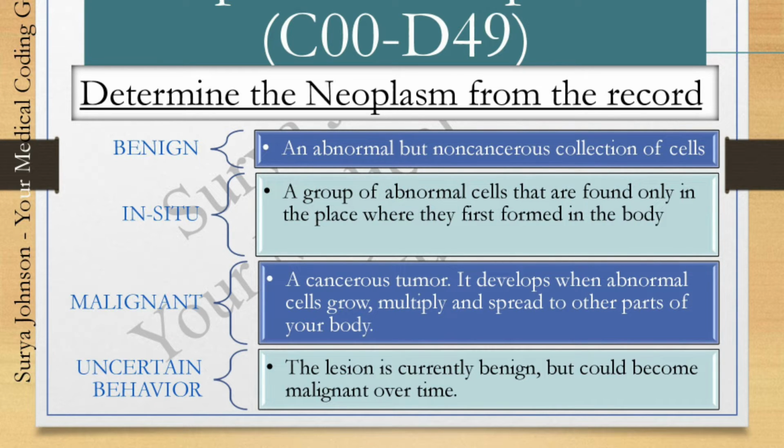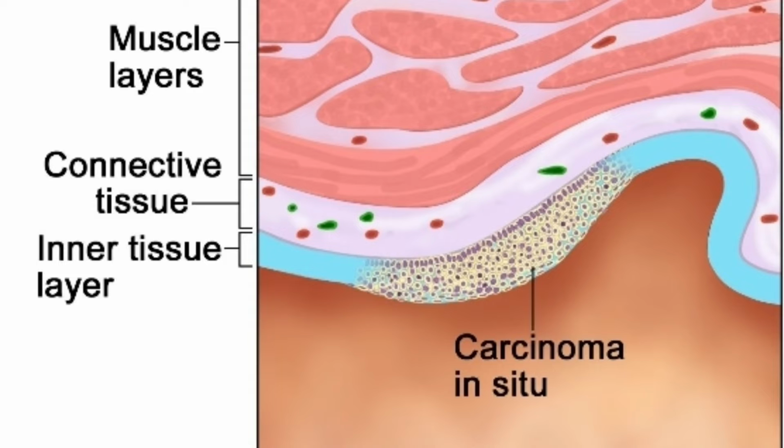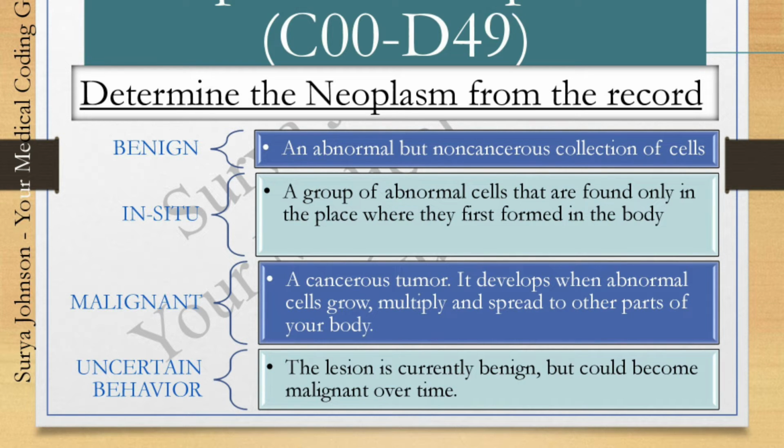In situ means a group of abnormal cells that are found only in the place where they first formed in the body. It didn't migrate, or grow out of that place. It didn't go to various different body parts. In some patients, there will be a group of cells, an abnormal growth or a lump or swelling, formed in one place, which has been there for so long. It is not moving, spreading or growing. In this case, it is called in situ.